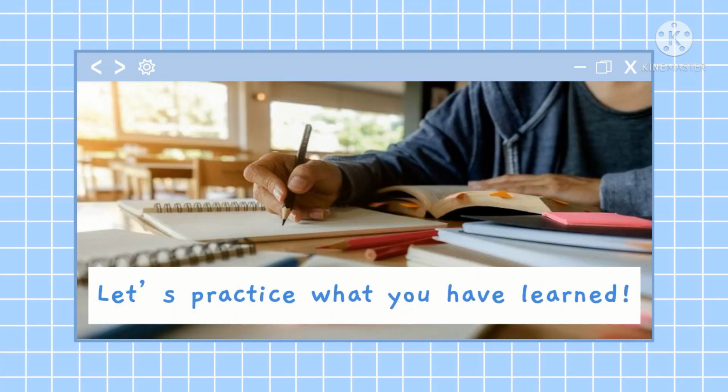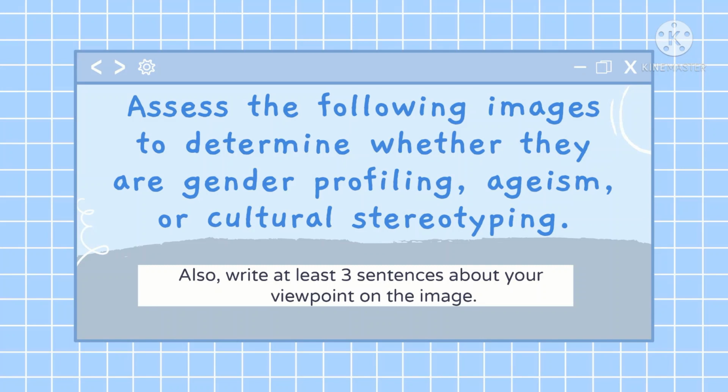Now we're done discussing. Let's practice what you have learned in this part 2 of Viewpoint of Images. First, you need to assess the following images to determine whether they are gender profiling, ageism, or cultural stereotyping. Also, write at least 3 sentences about your viewpoint on the image.